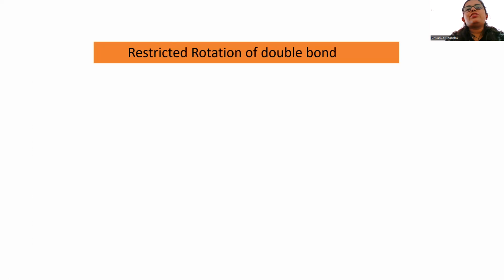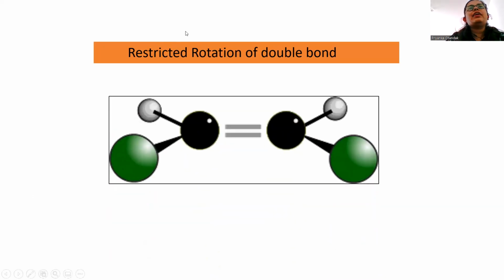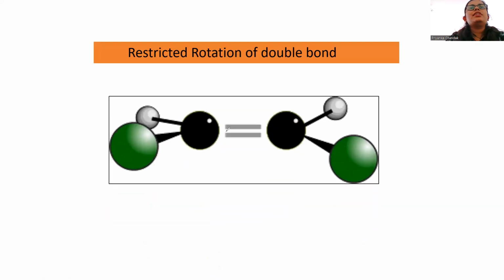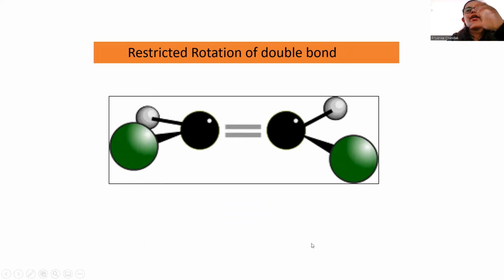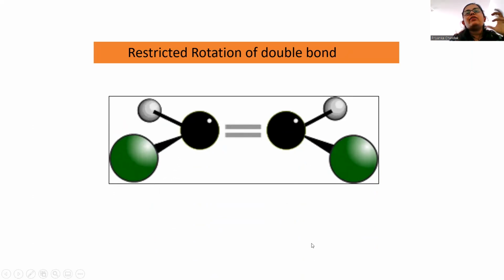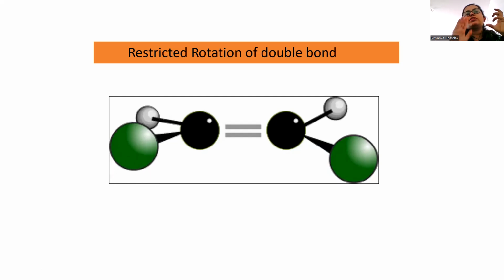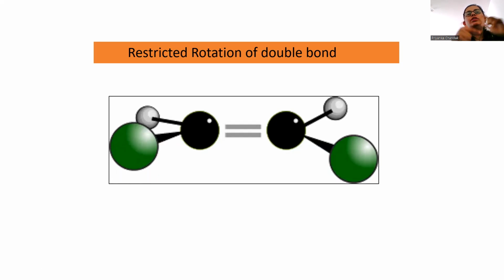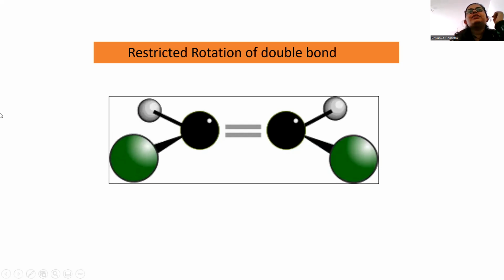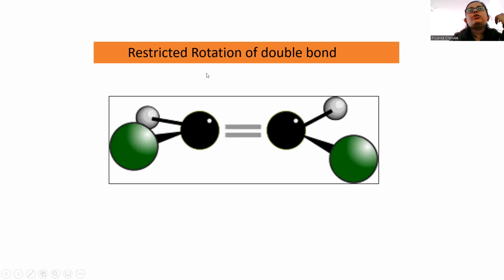Now, restricted rotation of a double bond. Here I am going to show you the image. See, this is the double bond, this is the single bond. Now this image will rotate. Here you can see the rotation, right? Only the sides of the two molecules on either side of those carbons are rotating, not a complete rotation. It is known as restricted rotation.